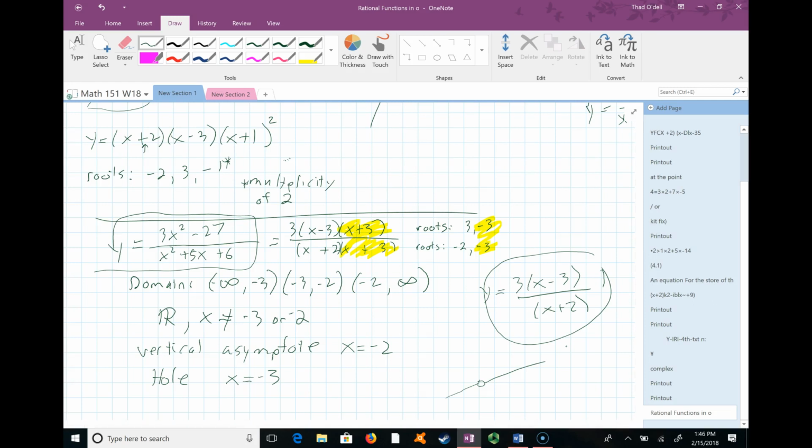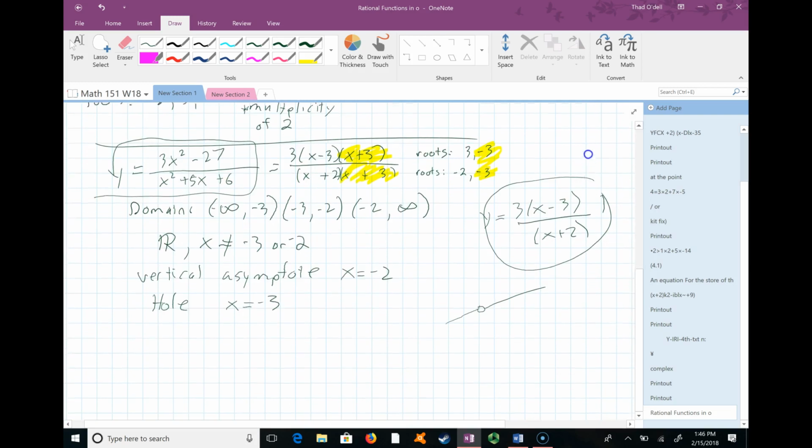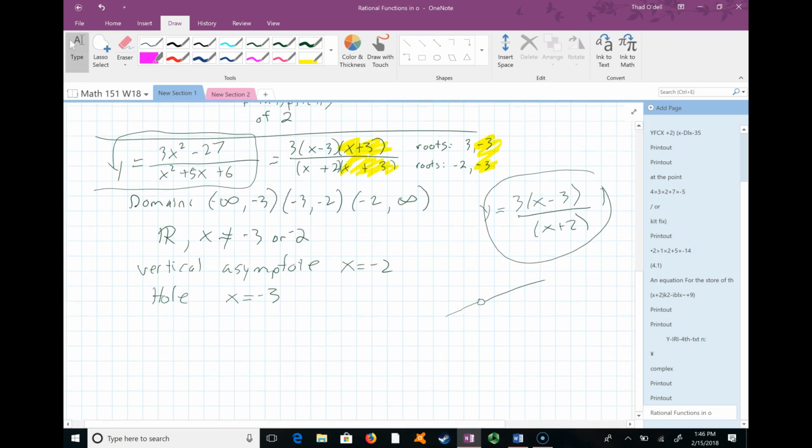So let's summarize that. If you have a root of the bottom and it's only a root of the bottom, it'll produce a vertical asymptote. If you have a root of the bottom that's also a root of the top, then that'll produce a hole. And finally, if you have a root that's just to the top, that'll produce an x-intercept, because 0 on top of a fraction is equal to 0. Okay, so let's move on here.